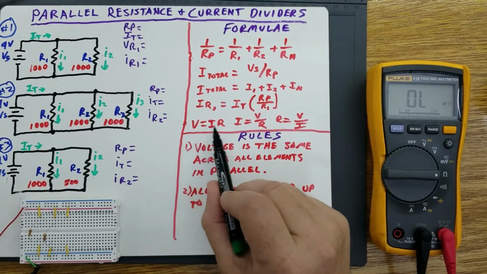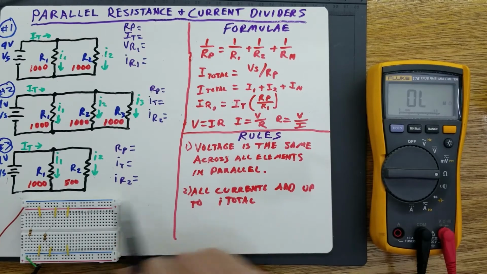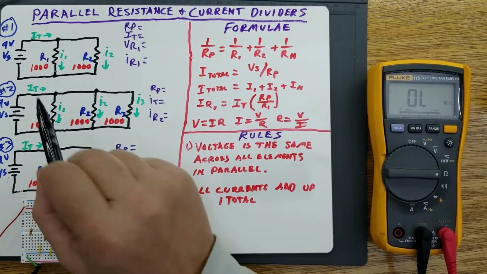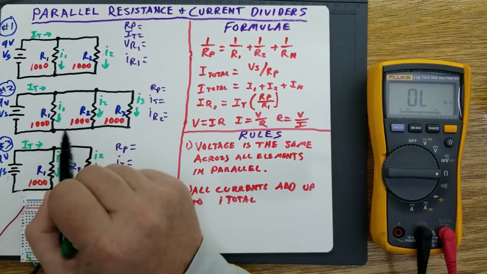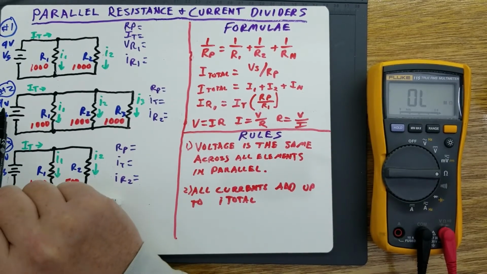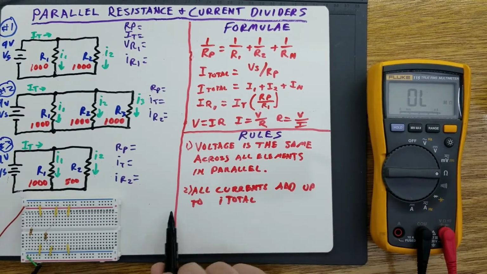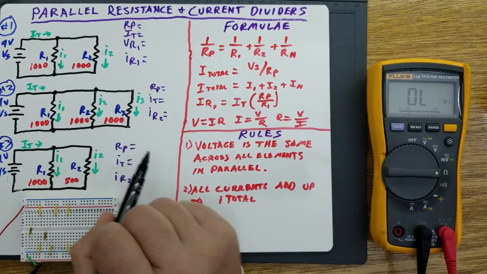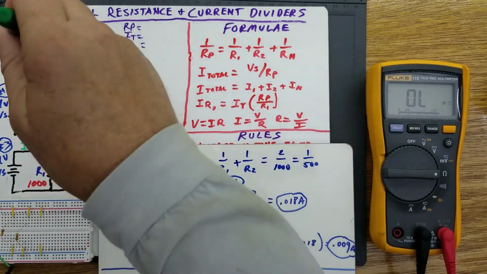And finally, we have Ohm's law. Basic formulas here. There are some rules associated with parallel configurations, and that is that the voltage across all of these resistors, all of these branches, is going to be the same. So R1, R2, and R3 in this example are all going to have 9 volts across each. So that's a very simple rule. And the other rule already touched on is that all these currents, however many branches you have, add up to the total.